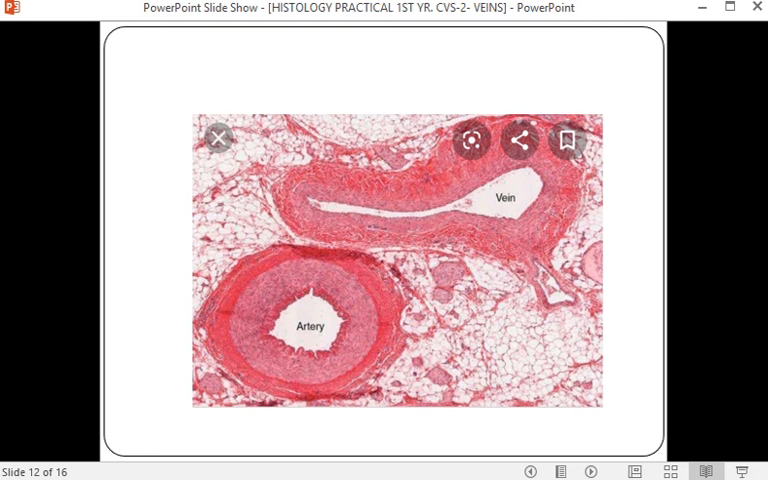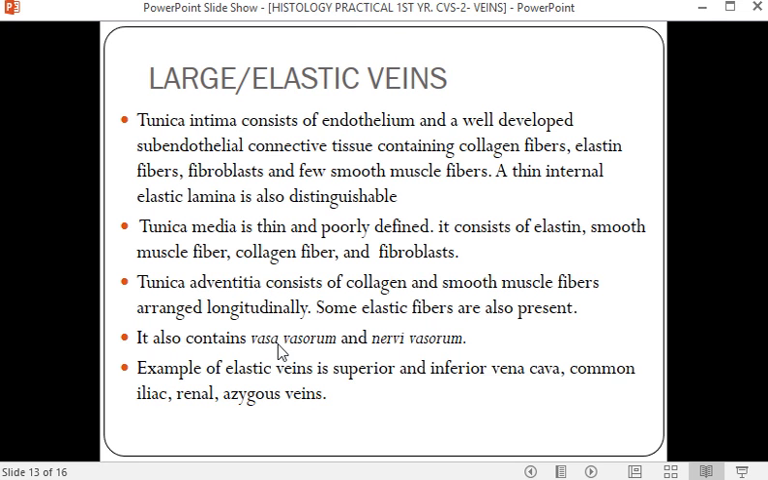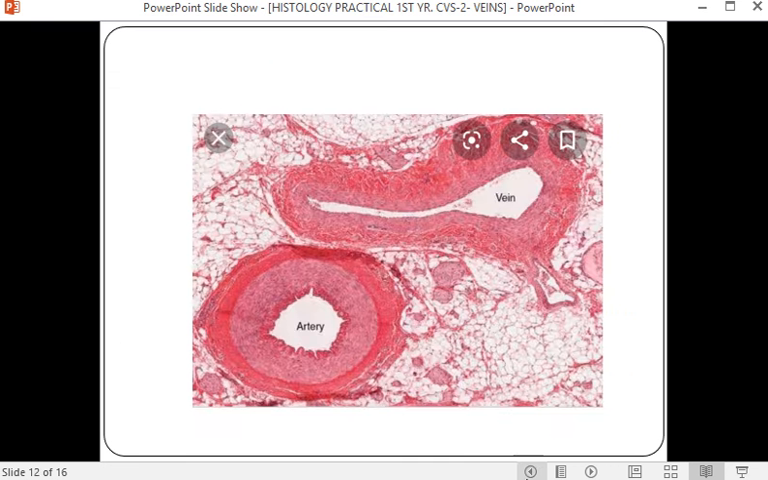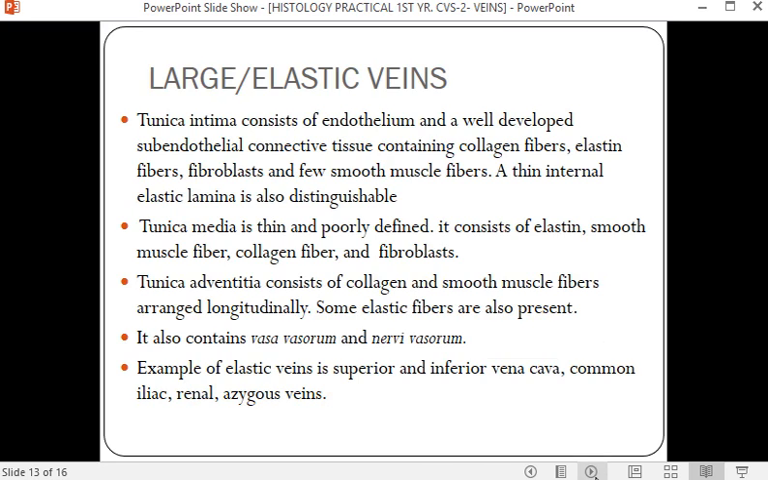Now the lumen of the artery is usually rounded and the lumen of the vein is usually collapsed. So we can see the lumen, one is the artery and the other one is the vein. In both of them, the tunica media is composed of smooth muscle fibers. The tunica media of the artery is thicker as compared to that of the vein, and the tunica adventitia of the vein is thicker as compared to that of the artery.